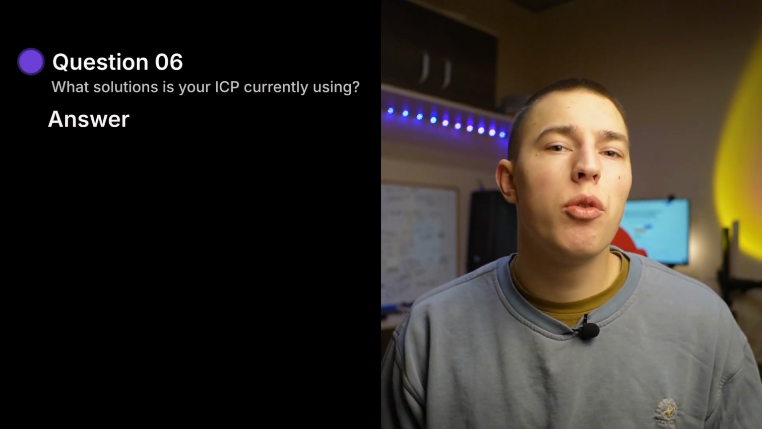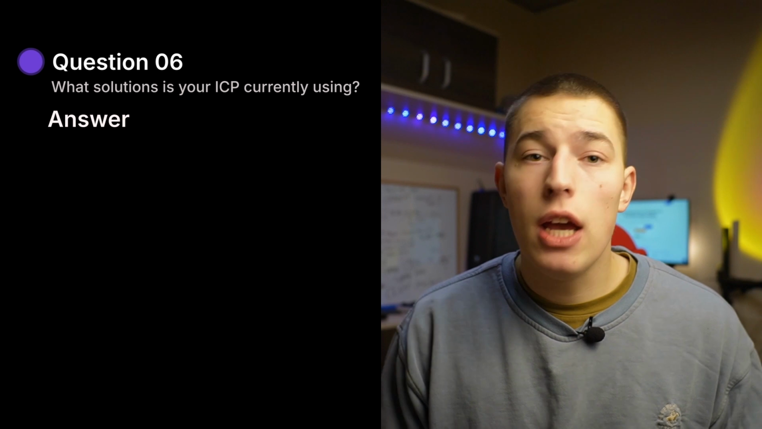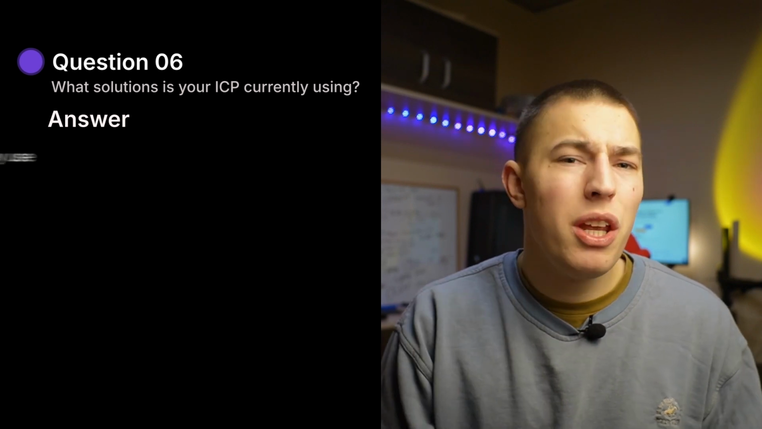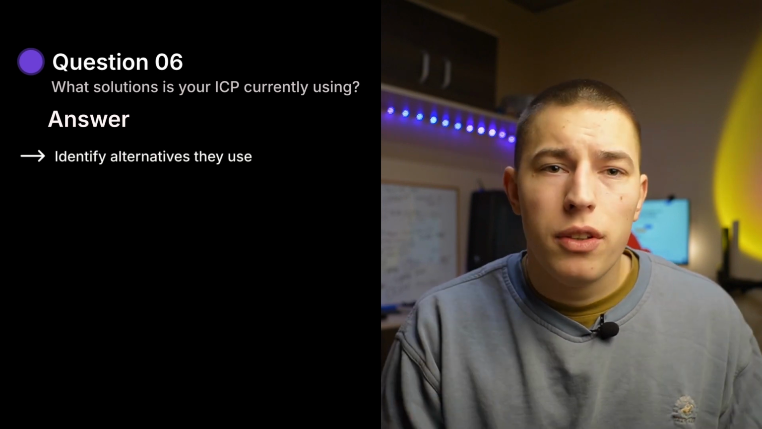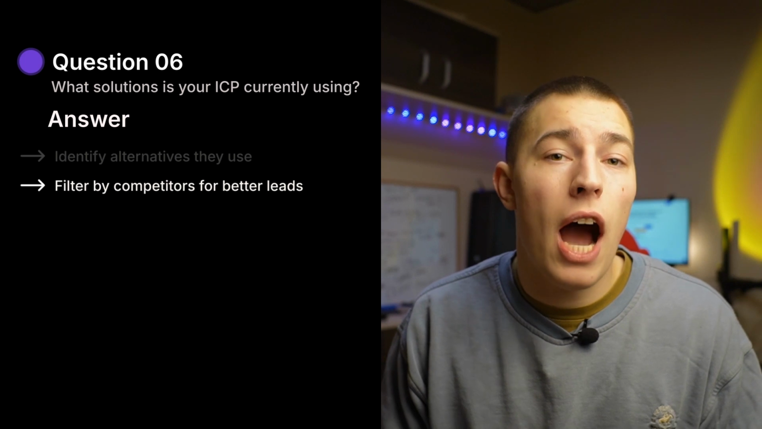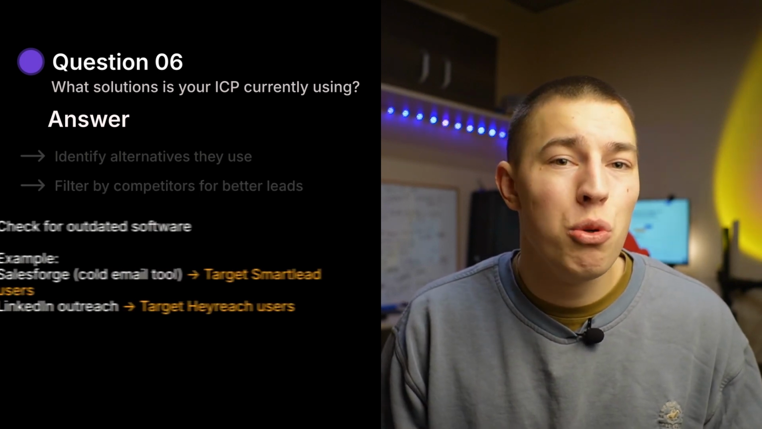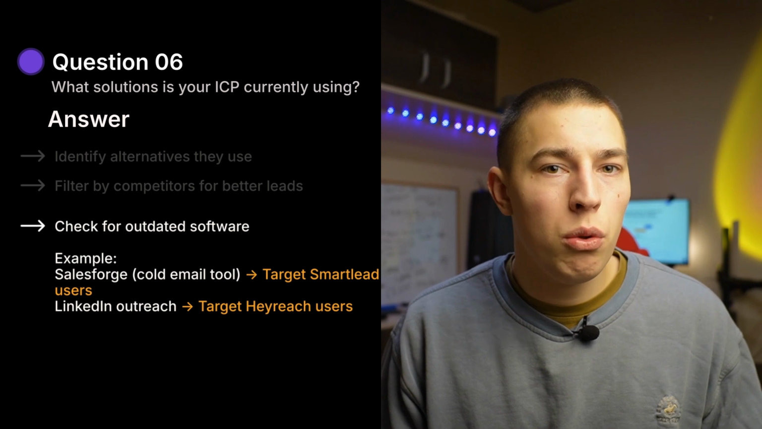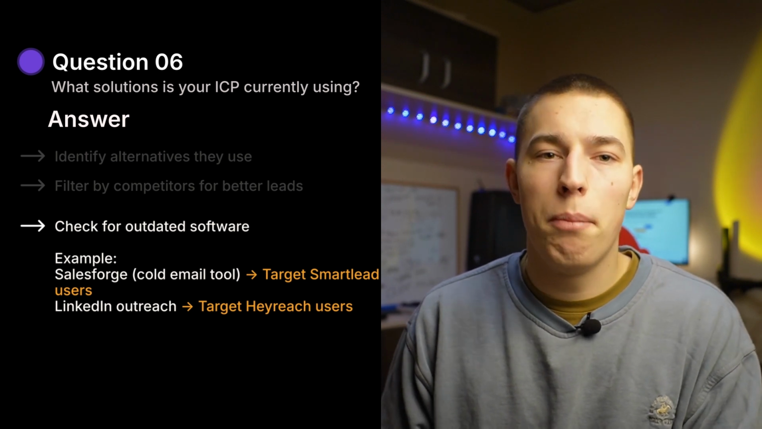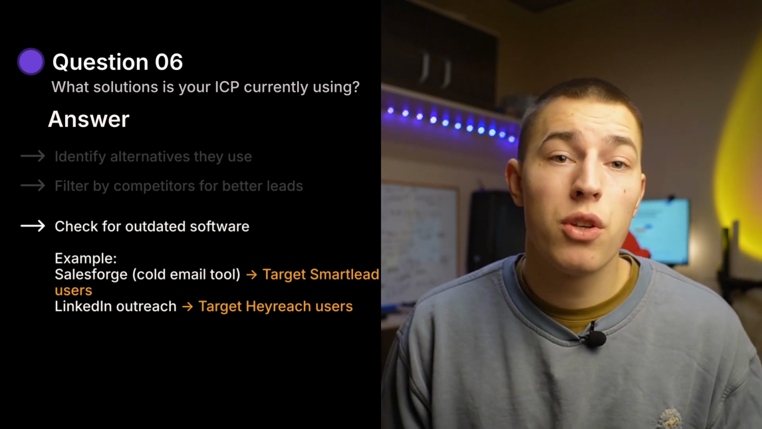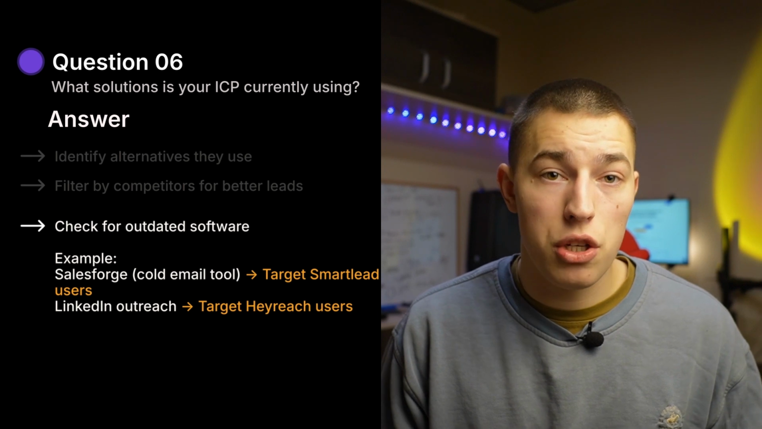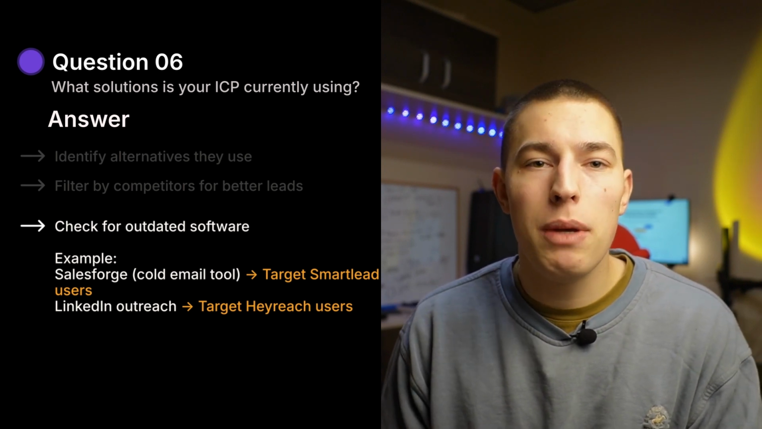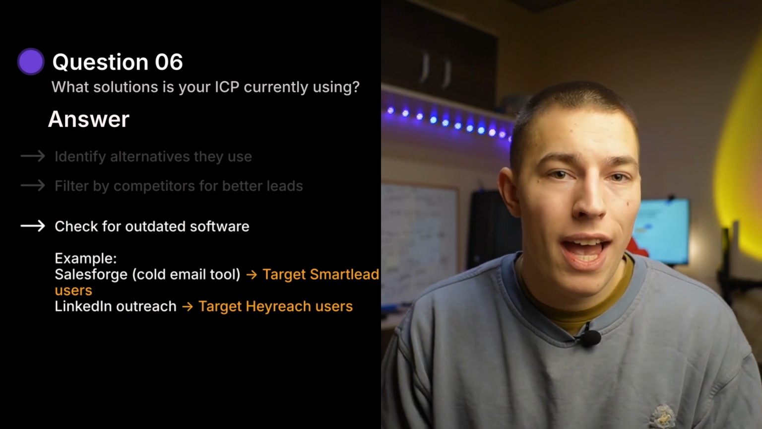It's also useful to find out what solutions, if any, your ICP is currently using. Do they use any alternatives to your product that you can filter down by to have even higher quality leads? Does your ICP use outdated software? For example, since I'm selling Salesforge, a cold email tool, I could search for prospects using competitors like SmartLead, or prospects who do LinkedIn outreach using HeyReach. This way, I right away know that these people have a problem they want to solve and they're paying money for it.